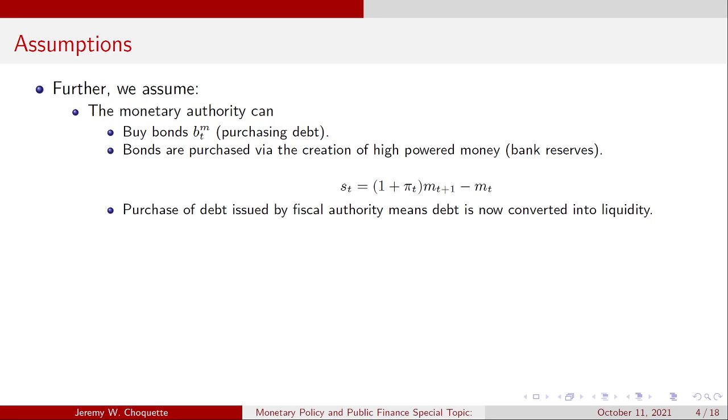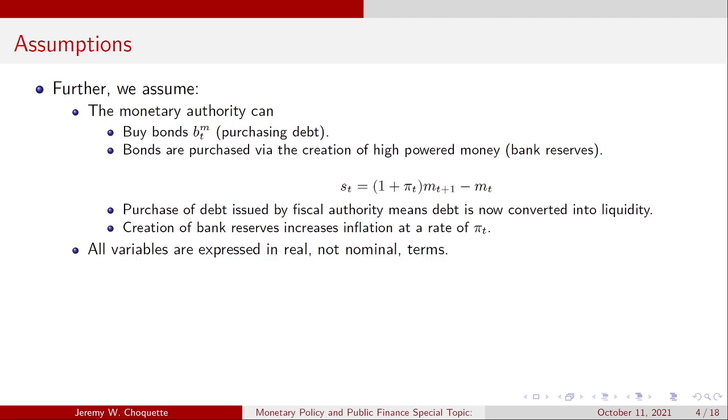Now, it's usually bank reserves that it gets converted into. And therefore, they've converted that debt, which is essentially pretty illiquid, into liquidity because, well, liquidity is the most liquid thing because it can be converted into money very easily, because it is basically just spending cash, right? And the creation of bank reserves, however, increases inflation at a rate of pi t.